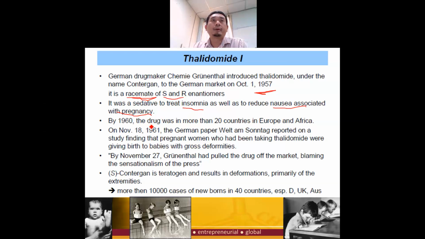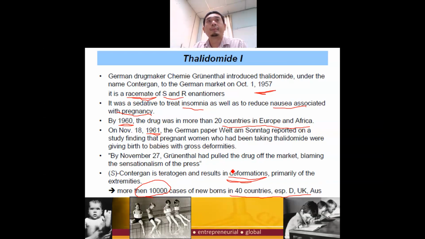By 1960, three years later, the drug was sold in more than 20 countries, especially in Europe and Africa. But the problem: one year later, the newspapers reported problems with taking the drug. There were more than 10,000 cases of newborns in 40 countries with deformations.